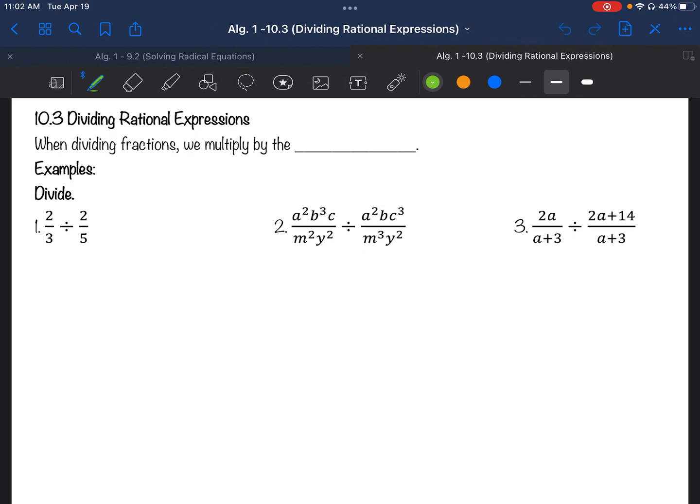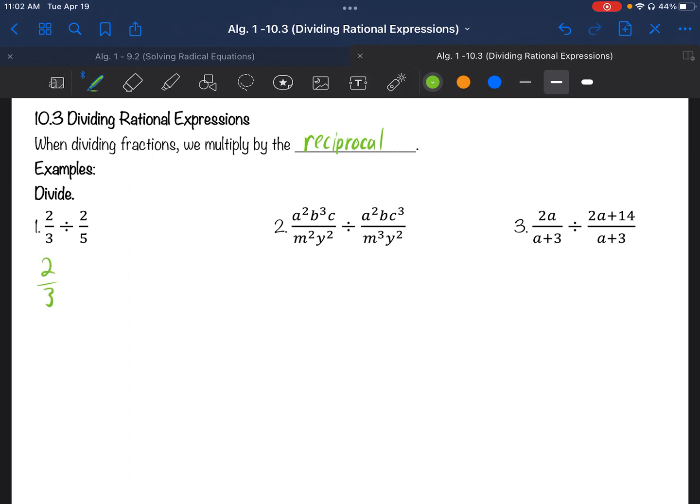So we worked on multiplying last class. So dividing, whenever you're dividing fractions, we just multiply by the reciprocal. So we're going to take one extra step from last lesson, and we're just going to have to reciprocate it first. So let's start off with a more basic one with just numbers, no variables.